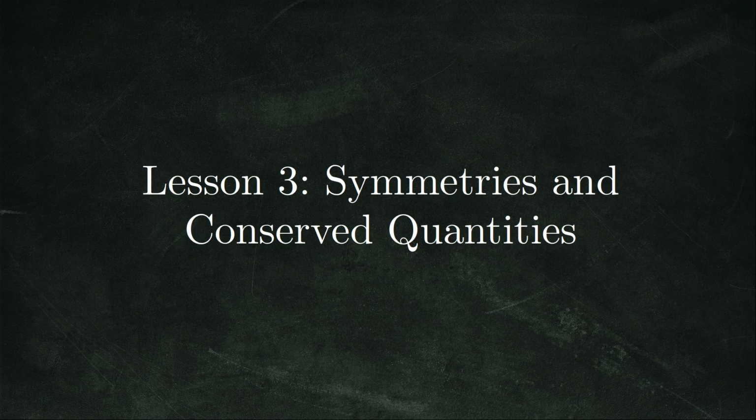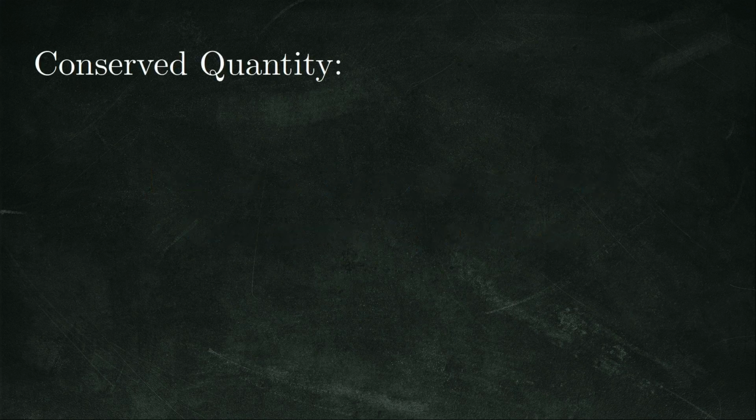In this lesson, we're going to be looking at symmetries and conserved quantities, and how they are related by something called Noether's theorem. And it's this theorem and this relationship between symmetries and conserved quantities that really makes Lagrangian mechanics so powerful. So what is a conserved quantity?